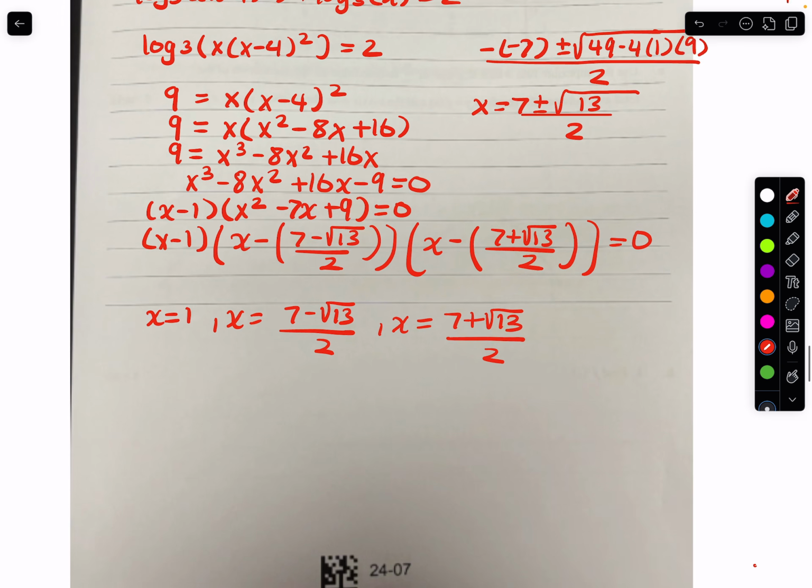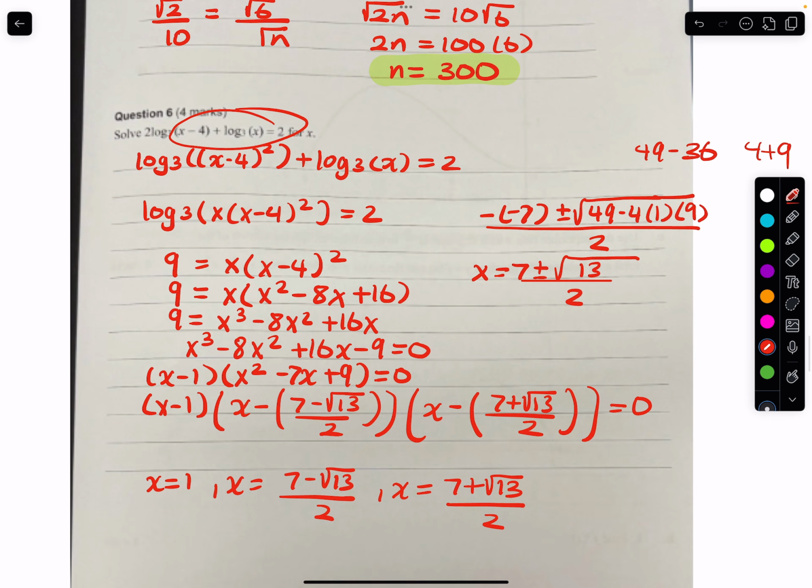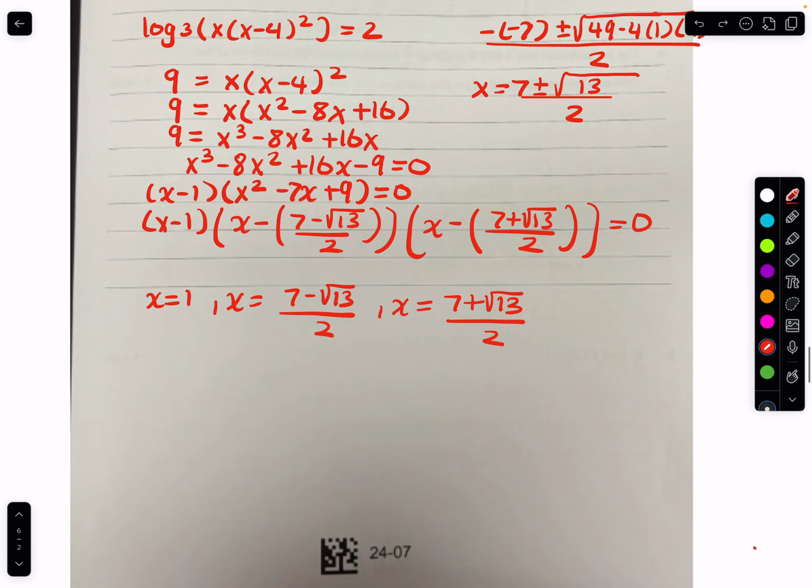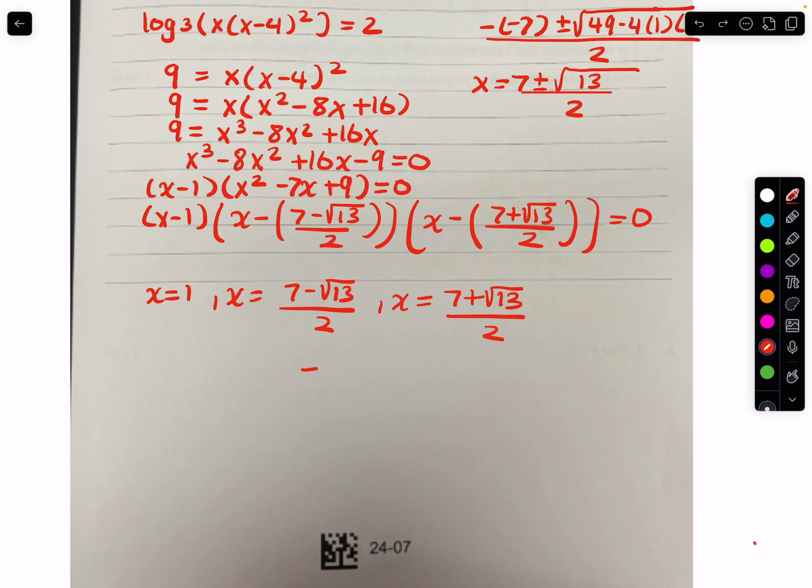Now be careful, remember logs are a little bit different. We need to check these conditions, like the insides. In a log, the inside has to always be positive, greater than 0. Well, are these all positive? Yep, this one's positive. Is this one positive also? Root 13 is between root 16 and root 9, so between 3 and 4, let's say 3.5. So 7 minus 3.5, yeah, it's also positive. These are all positive, basically.